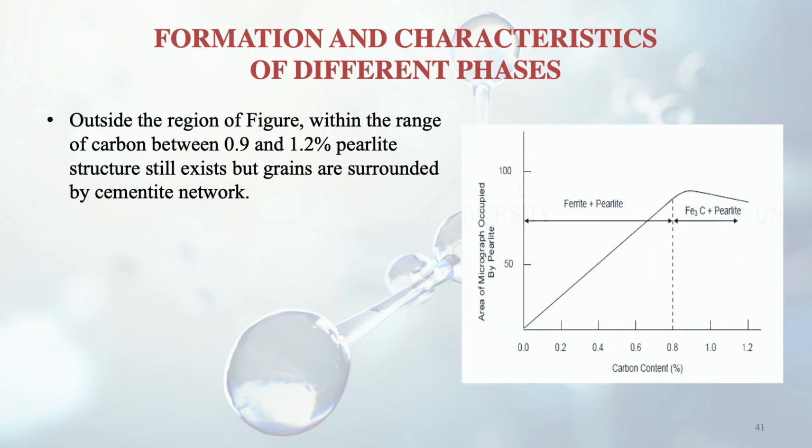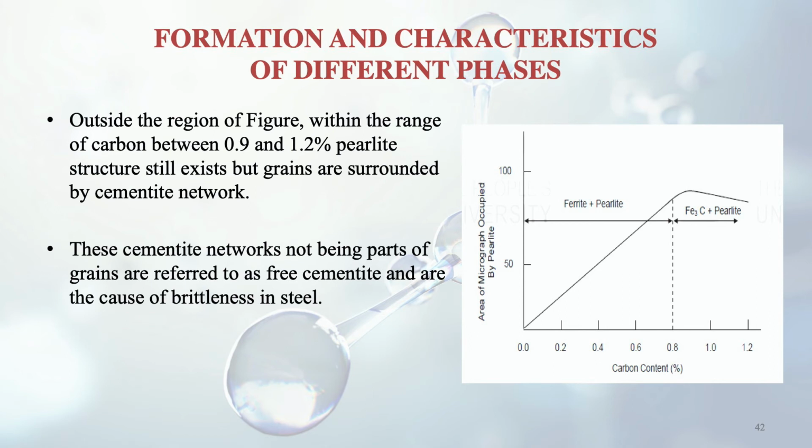Outside the region of the figure given here, within the range of carbon between 0.9 and 1.2%, pearlite structure still exists, but grains are surrounded by the cementite network. I told you just now that cementite increases beyond 0.8%, so that is what is happening here between 0.9 and 1.2%. We have pearlite here, but the cementite amount is increasing gradually. These cementite networks, not being parts of grains, are referred to as free cementite and are the cause of brittleness in steel. So the cementite actually will cause brittleness.